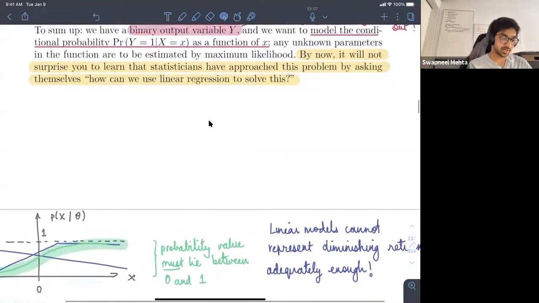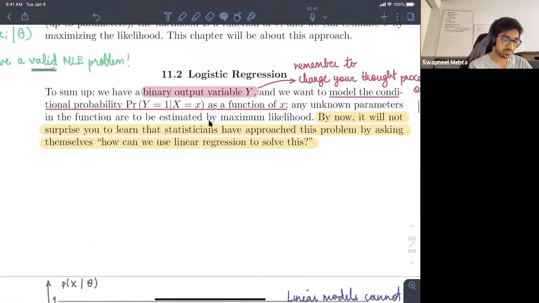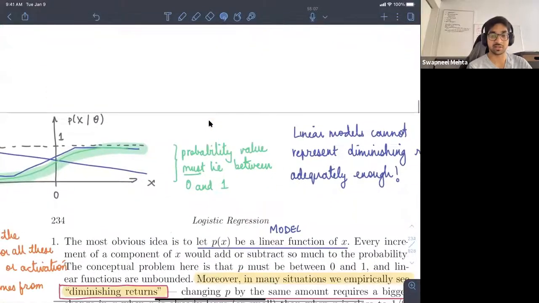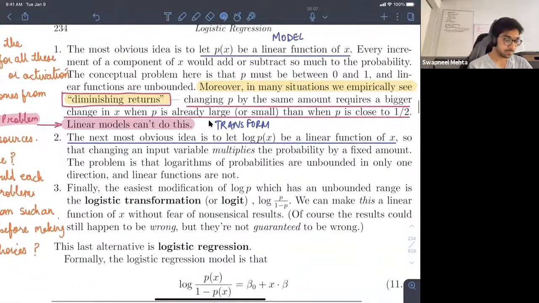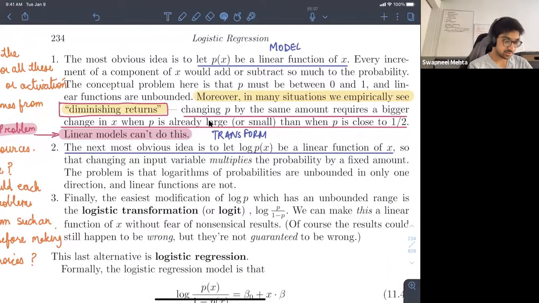Okay, so by now it will not surprise you to learn that statisticians have approached this problem by asking themselves, how can we use linear regression to solve this? It's the simplest model, it's reasonably interpretable, so why not just try to use it to solve a new problem? The most obvious idea is to let p(x) be a linear function of x. If you're assuming a model, assume the simplest possible model. Every increment of a component of x would add or subtract some amount to the probability. So the conceptual problem here is that p must be between 0 and 1, and linear functions are unbounded.